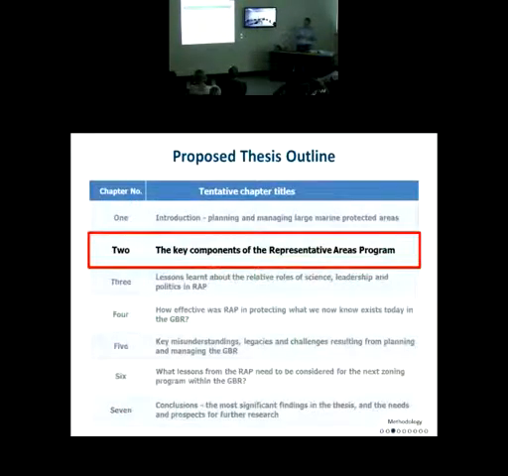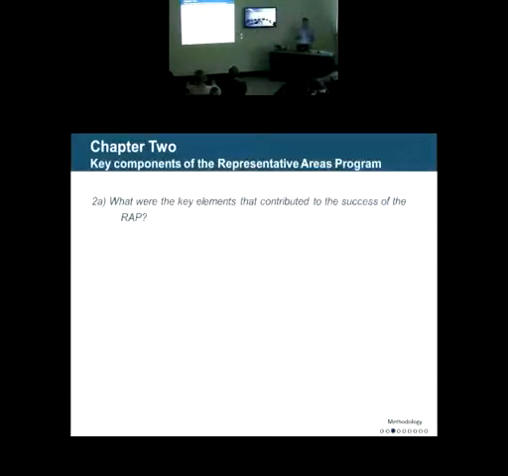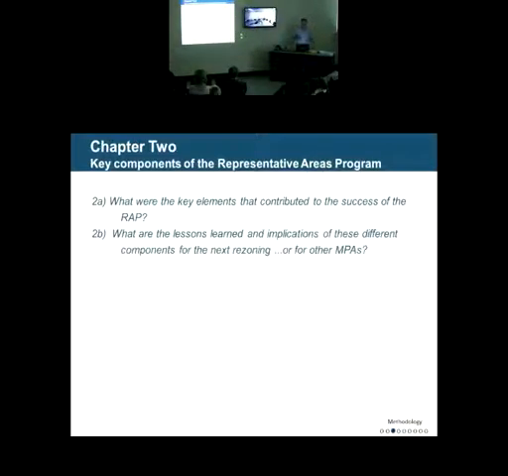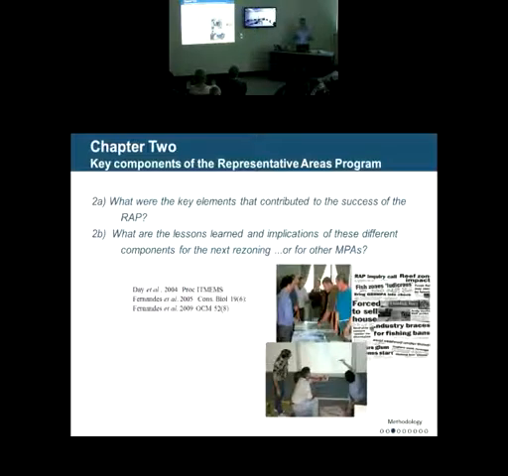In terms of the second chapter, the key components of the representative areas program, I've mentioned what were the key elements that contributed to the success, but more importantly, what are the implications of these key elements for different MPAs and for our next rezoning? As I said, there's been a fair bit written on this, Leanne, and a lot of people have written a fair bit about the components, so I'm relatively lucky. I've got a lot of information.